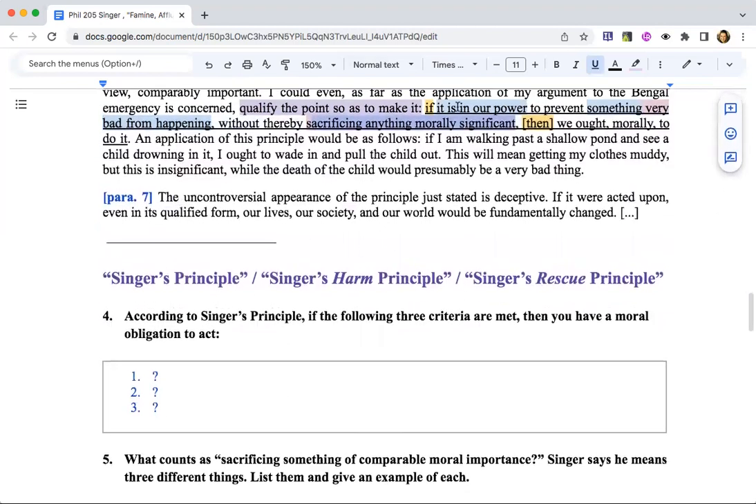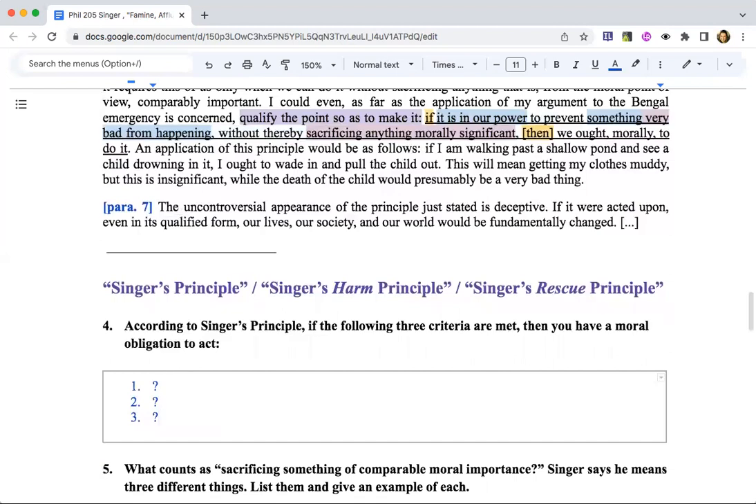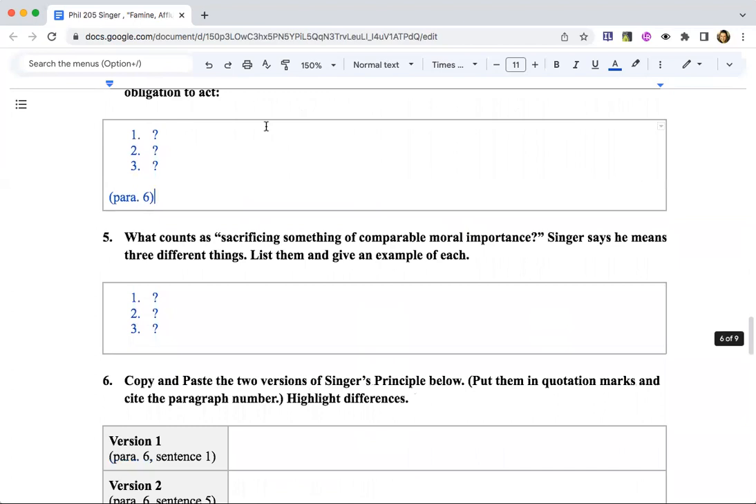Again, you're not required to do this if you do sacrifice something of moral significance. It doesn't necessarily mean you're not allowed to do that, just that it's only required that you act when these things are met. So list those three things, and then provide, whenever you are writing stuff from the text, especially if you use quotations, put the paragraph number. This is all in paragraph 6. What counts as sacrificing something of comparable moral importance? List the three different things and try to come up with an example of each.